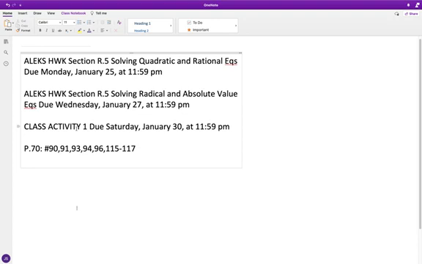And items you can go ahead and be looking into: we have sort of tying in the radical and the absolute value equations, and I think also the equations with non-integer exponents, which we'll be looking into. From page 70, we have numbers 90, 91, 93, 94, 96, and also 115 through 117.